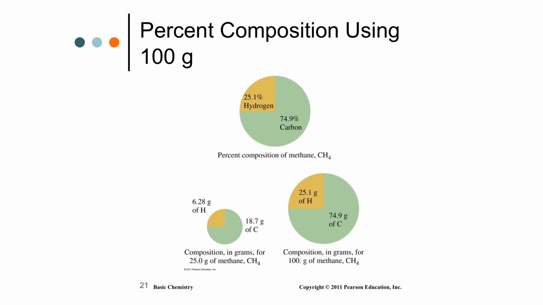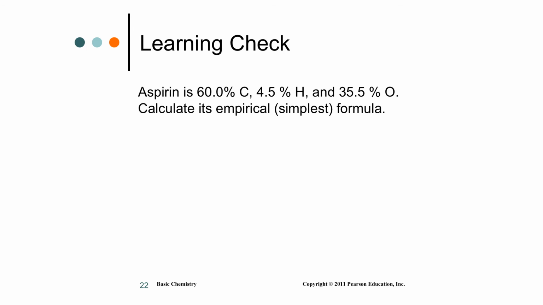Percent composition using 100 grams. Okay, let me go ahead and do a problem with you, and we'll come back to this. Aspirin is 60% carbon, 4.5% hydrogen, 35.5% oxygen. What is its empirical formula? Okay, typical chemistry question, but one of the hardest. This is one of the hardest questions of the year. See what we can do.